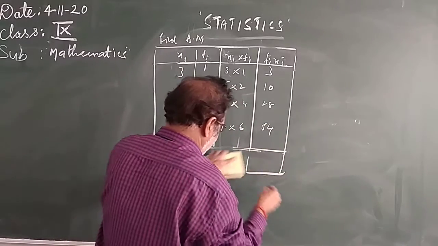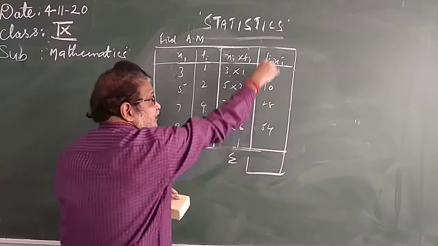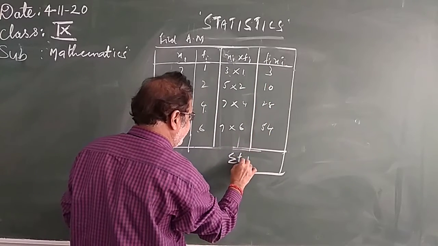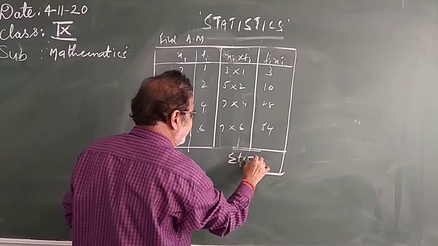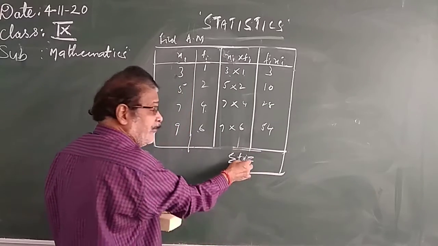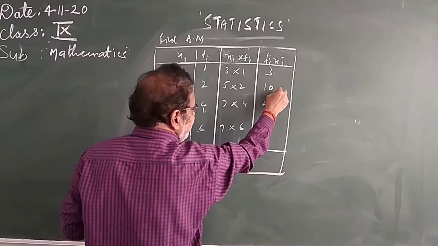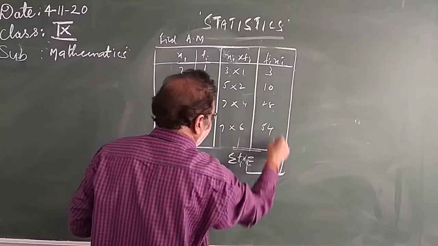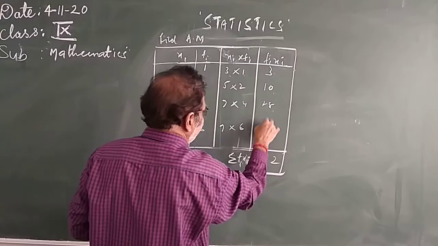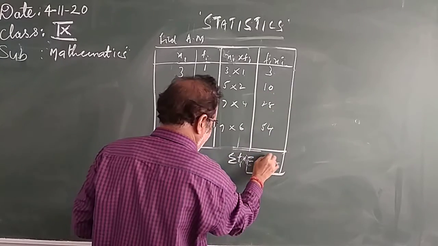Now add these. What will we get? The sum of the fi xi, represented by sigma fi xi. One fi xi is 3, the others are 10, 28, 54. Adding all these: 3 plus 10 is 13, plus 28 is 41, plus 54 is 95.